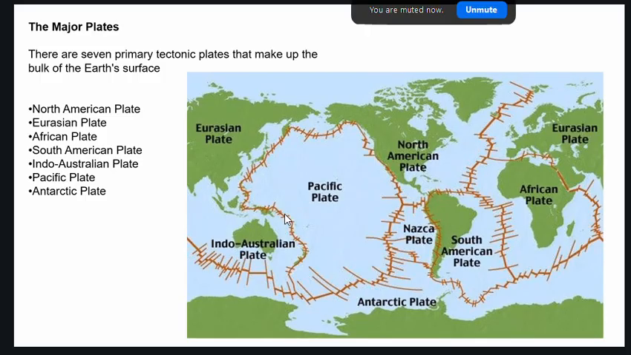So because this plate is moving away, the South American plate is moving in this direction. Who can tell me what will be happening to this plate? You see, new crust is being created. Oceanic crust is being created. That's to tell you that the land is growing here, right?